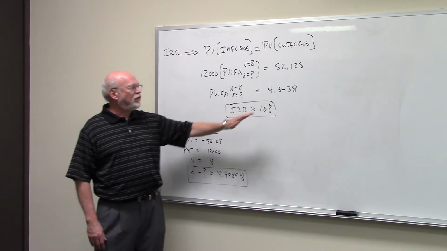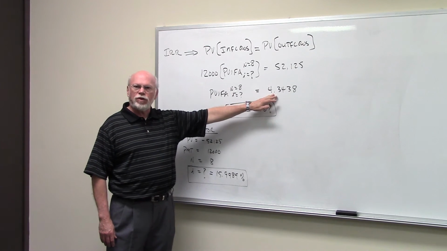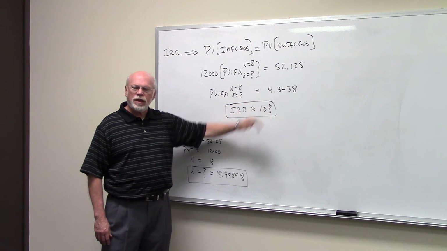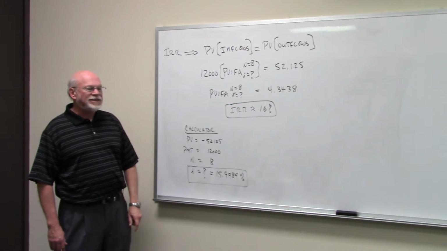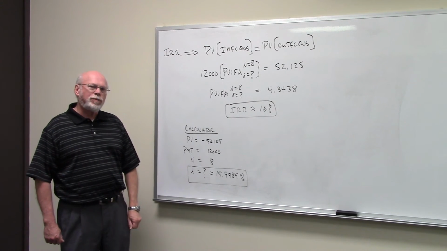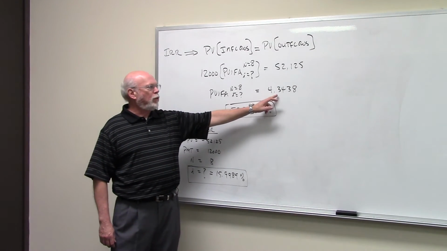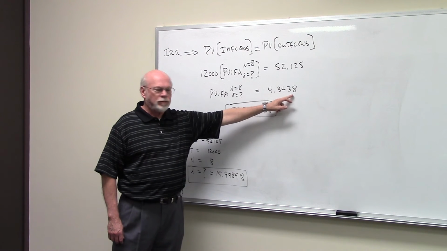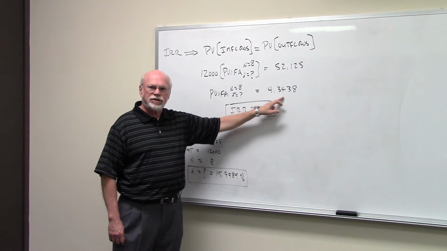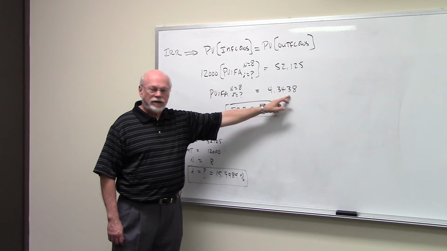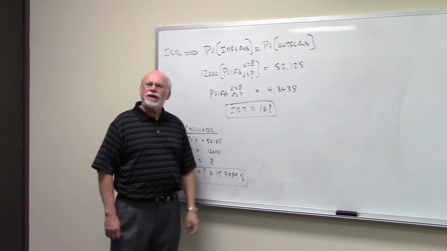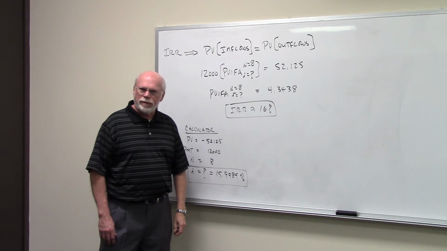Go across till you find an interest factor of 4.3438. What you'll find is that in the 16% column, you'll find your PVIFA is 4.3436. So to 3 decimal places, we've got the interest factor. The rate of return is 16%.